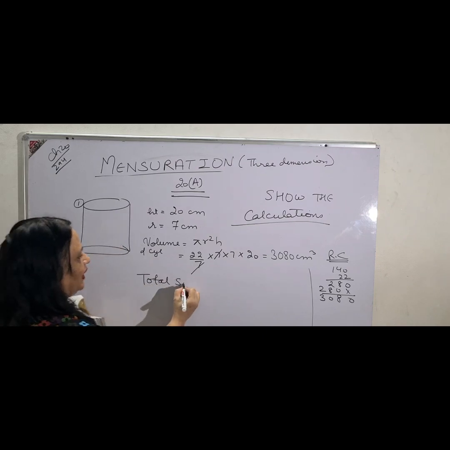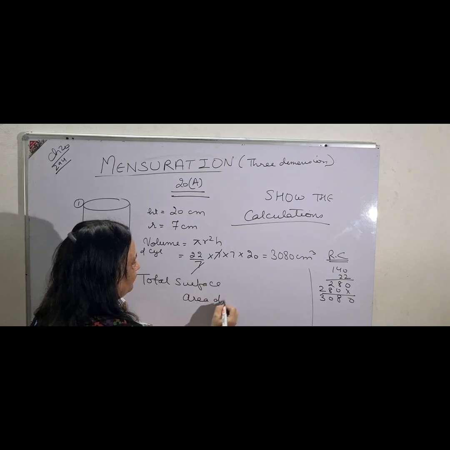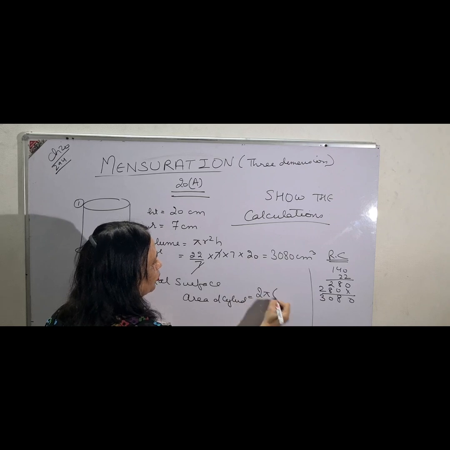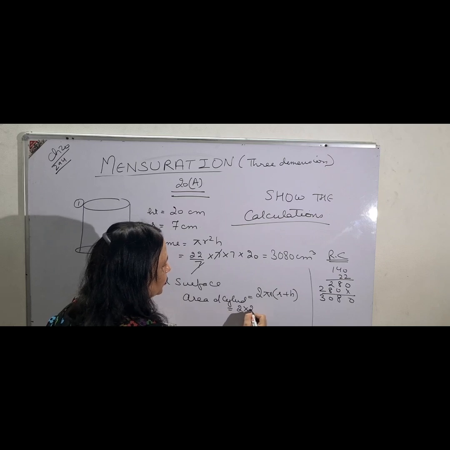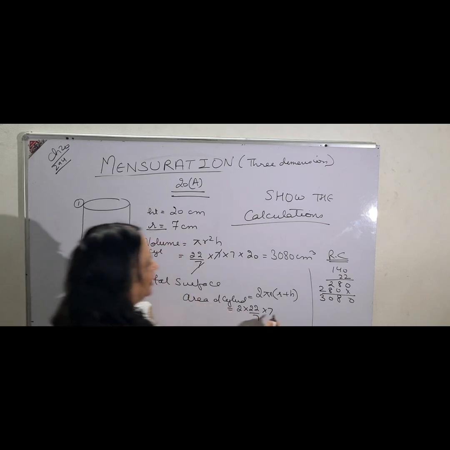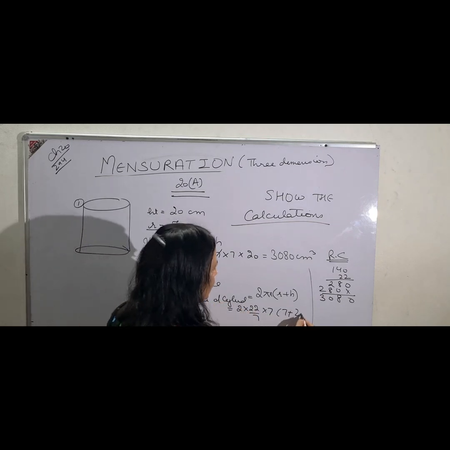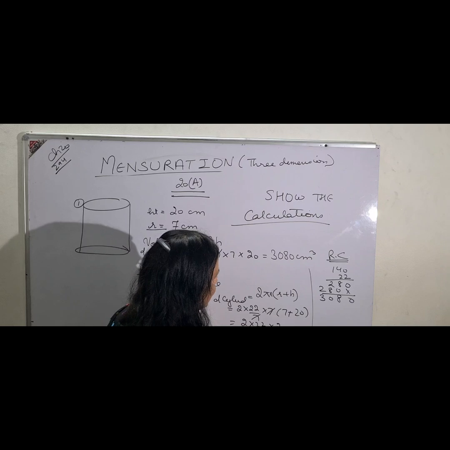Total surface area of the cylinder is, you write the formula first, 2 pi r into (r plus h). Then you put the values, 2 into 22 by 7 into 7 into (7 plus height, which is given to be 20). So see your answer, 2 into 22 upon 7, 7 cuts, into 27.